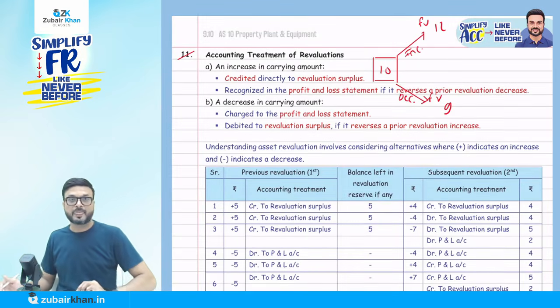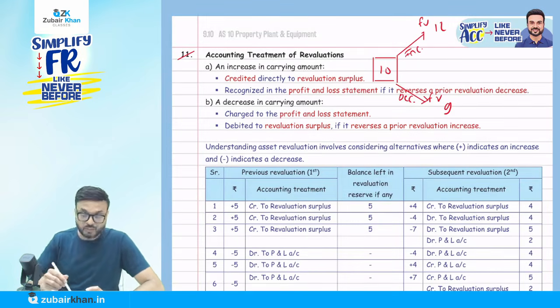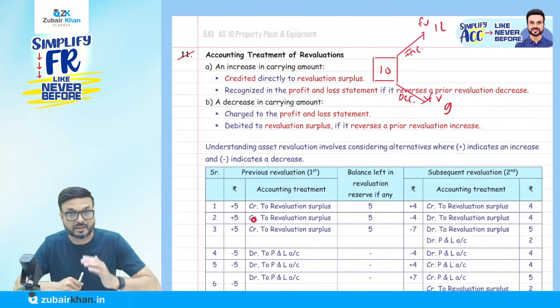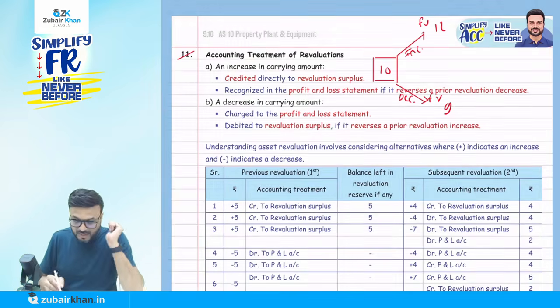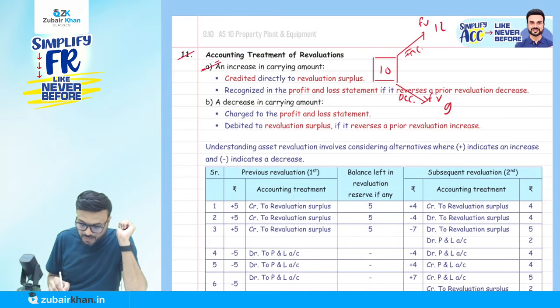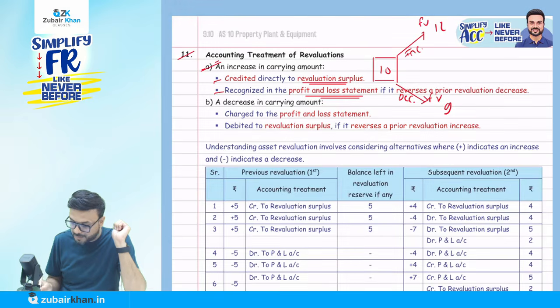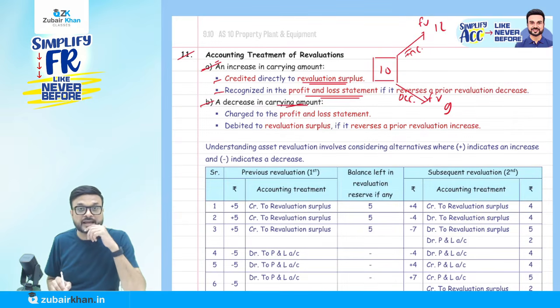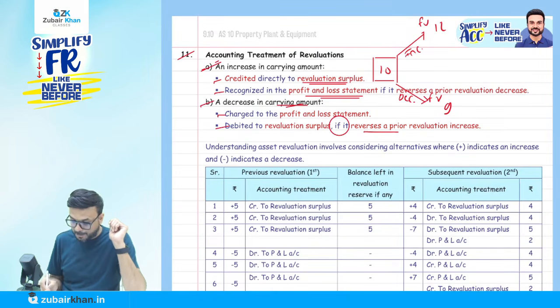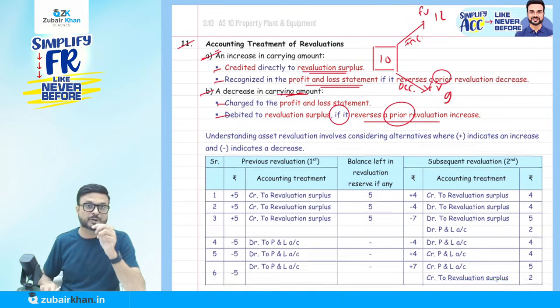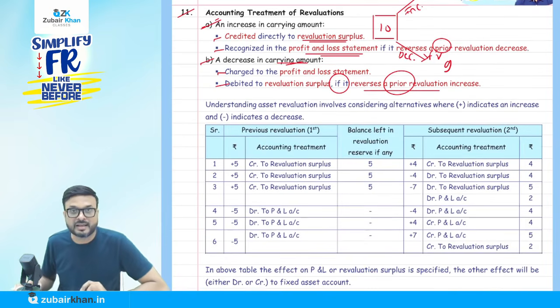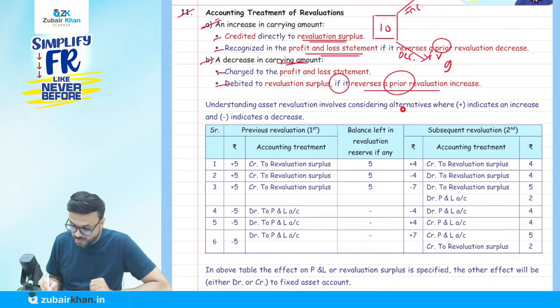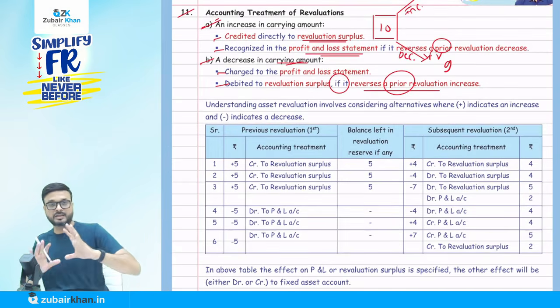Now listen carefully. I will read that here, but you will understand properly when I cover this example. It says that an increase in the carrying amount is credited to revaluation surplus, and recognized in the profit and loss statement if it reverses a prior revaluation decrease. A decrease in carrying amount is charged to the P&L account, and debited to revaluation surplus if it reverses a prior revaluation increase. Now understand what that means. Understanding asset revaluation involves considering alternatives where plus indicates an increase and minus indicates what? Decrease. Let's take an example.